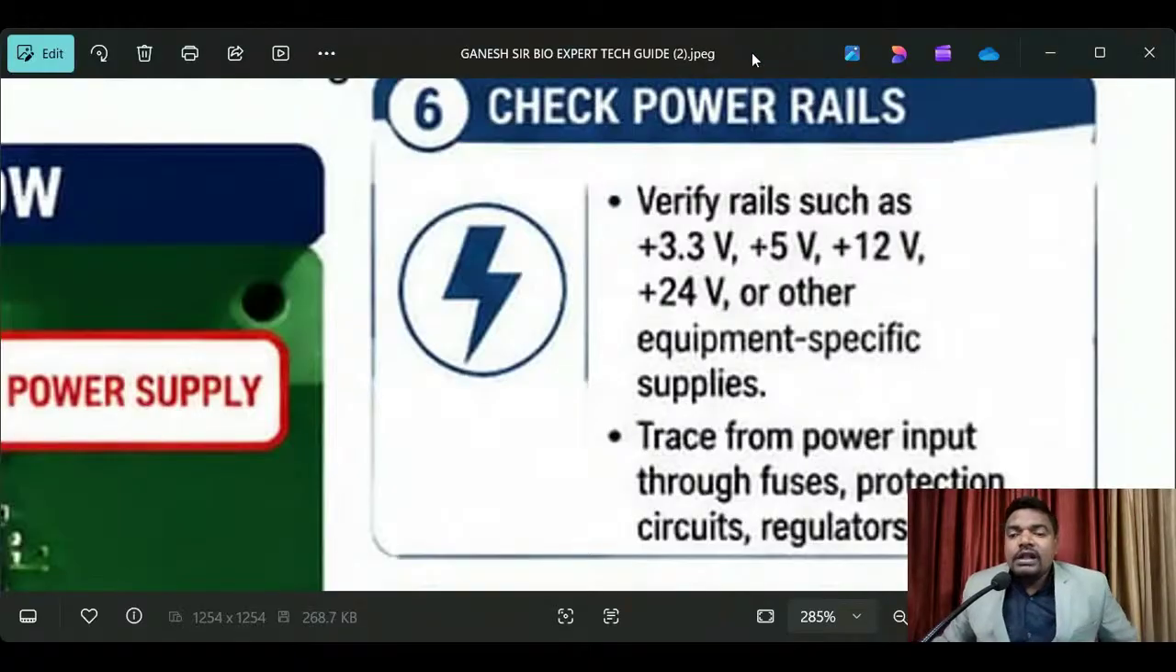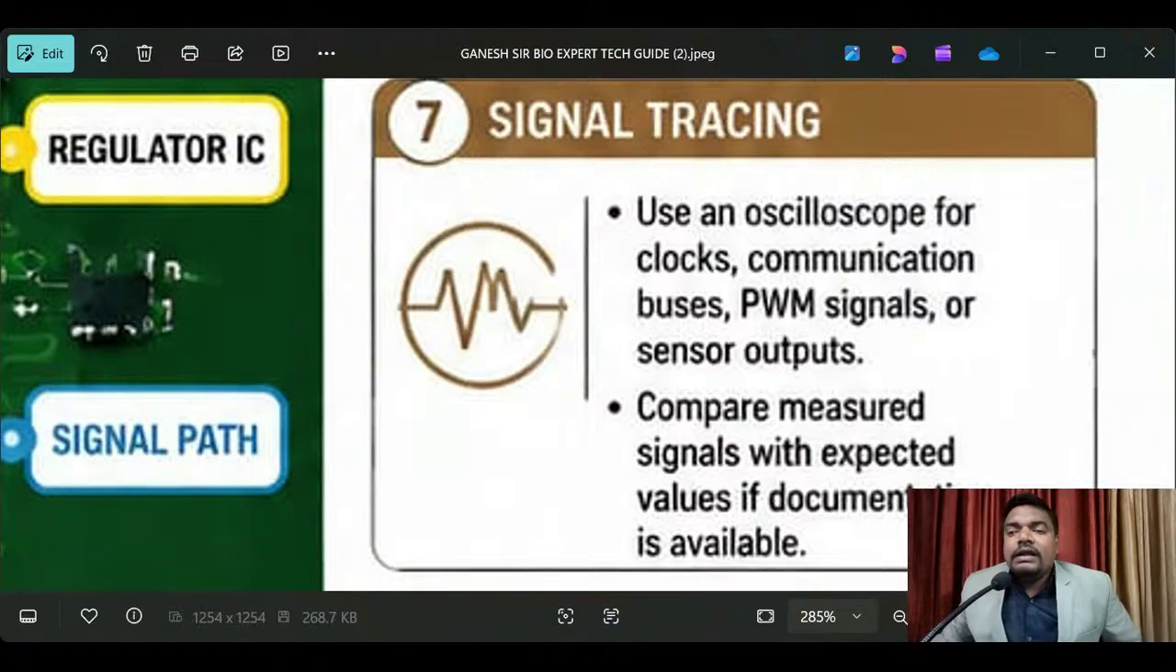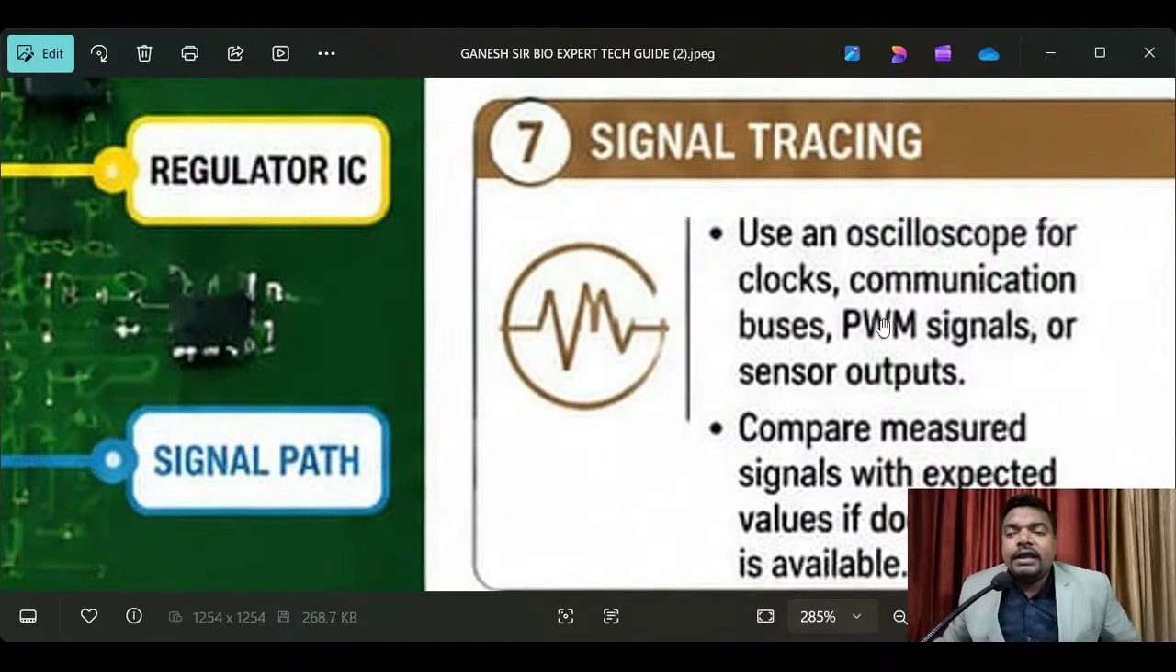So the sixth point was PCB trace purpose. Next, the seventh point: signal tracing. When you go the practical way, you can easily do it. For your knowledge purpose, I'm going to give the awareness points. For signal tracing, use an oscilloscope for clocks, communication buses, PWM signals, and sensor outputs, and compare measured signals with expected values if documentation is available. These are the things you have to understand point by point.